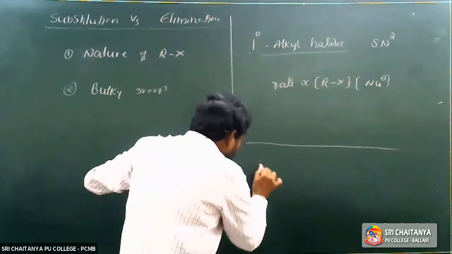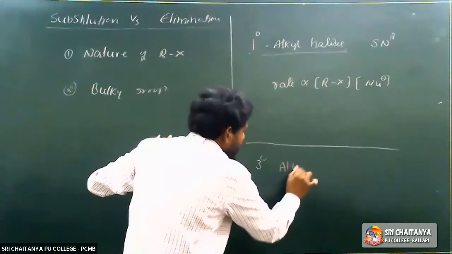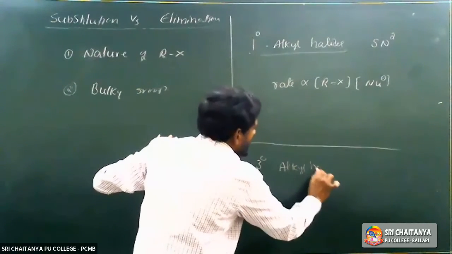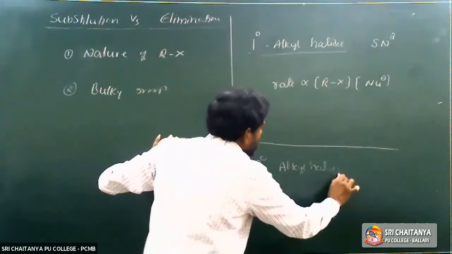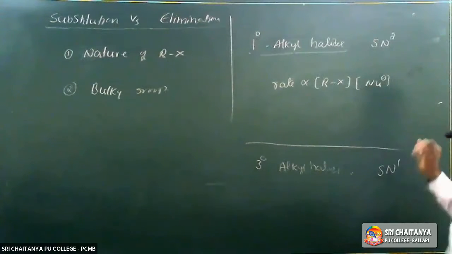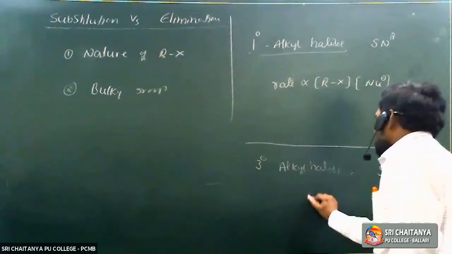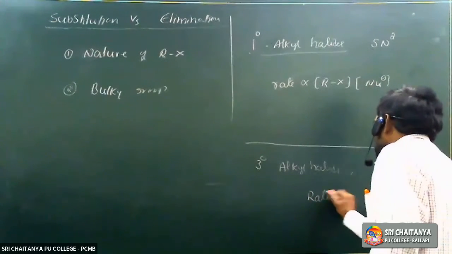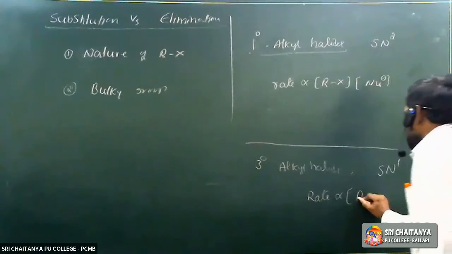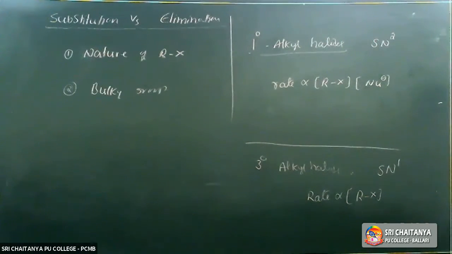Next, tertiary alkyl halides undergo substitution reactions via the SN1 mechanism. Substitution nucleophilic unimolecular means the rate depends only on the concentration of the alkyl halide.